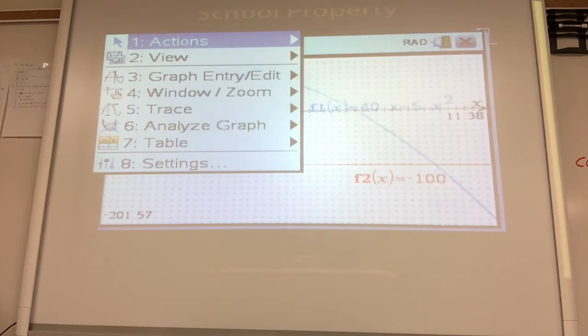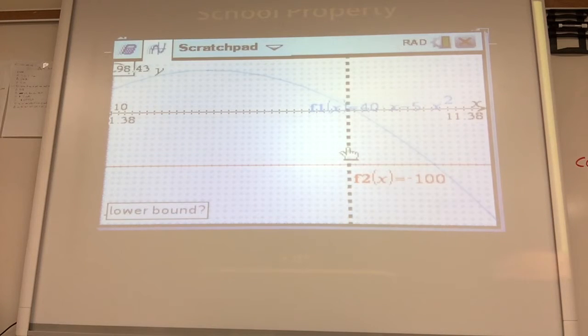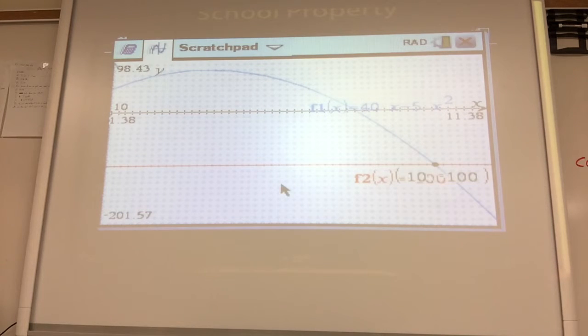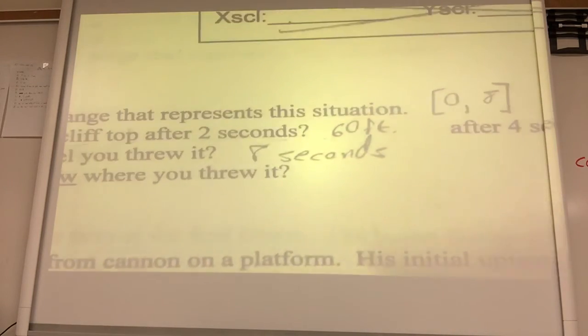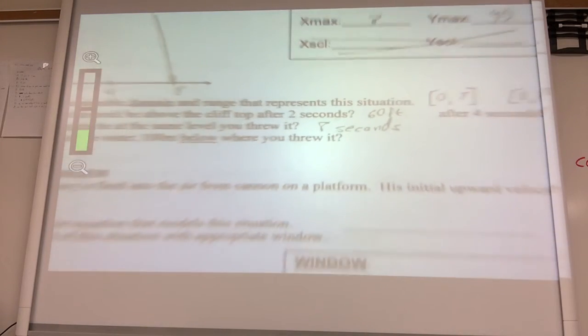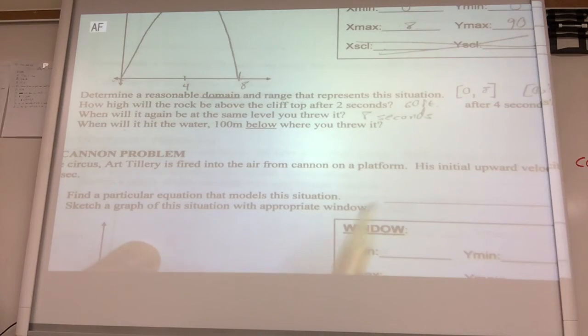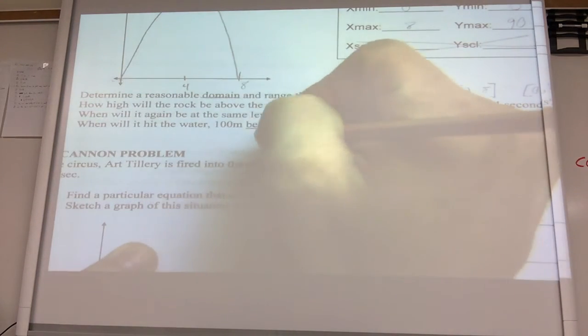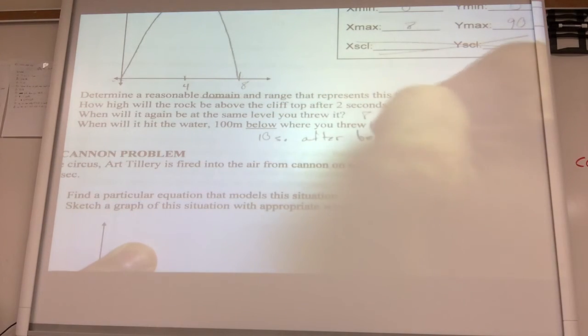So I'm going to do Menu, Analyze Graph. I'm looking for the intersection. Click here, click here. So at 10 seconds, it's going to be 100 feet, or 100 meters, below. So when will it hit the water? Sorry, let me zoom out again. This zooming in and zooming out is kind of catching me. But when will it hit the water 100 meters below where I threw it from? 10 seconds after being thrown.